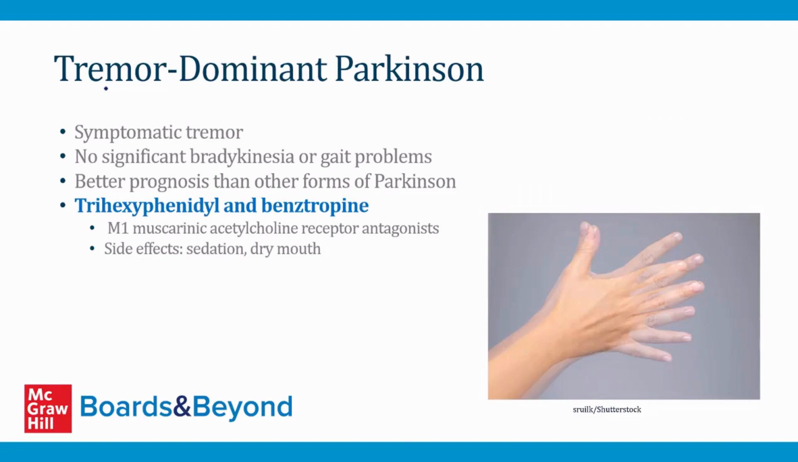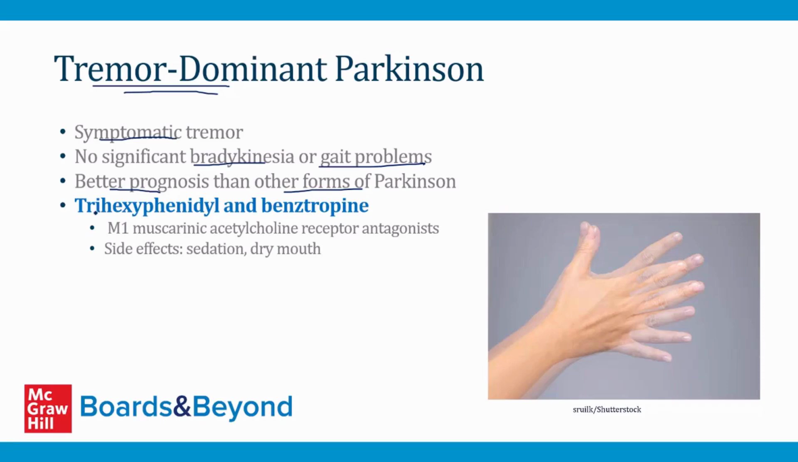There's a special form of Parkinson's disease called tremor-dominant Parkinson's. This is basically a subtype of patients who have a symptomatic tremor. That's why it's called tremor-dominant, but they don't have significant bradykinesia or rigidity or gait problems. And in general, these patients have a better prognosis than patients with other forms of Parkinson's disease where there's lots of bradykinesia and rigidity. And there are two special treatments for Parkinson's disease that are particularly good at treating the tremor that are sometimes used in tremor-dominant patients.